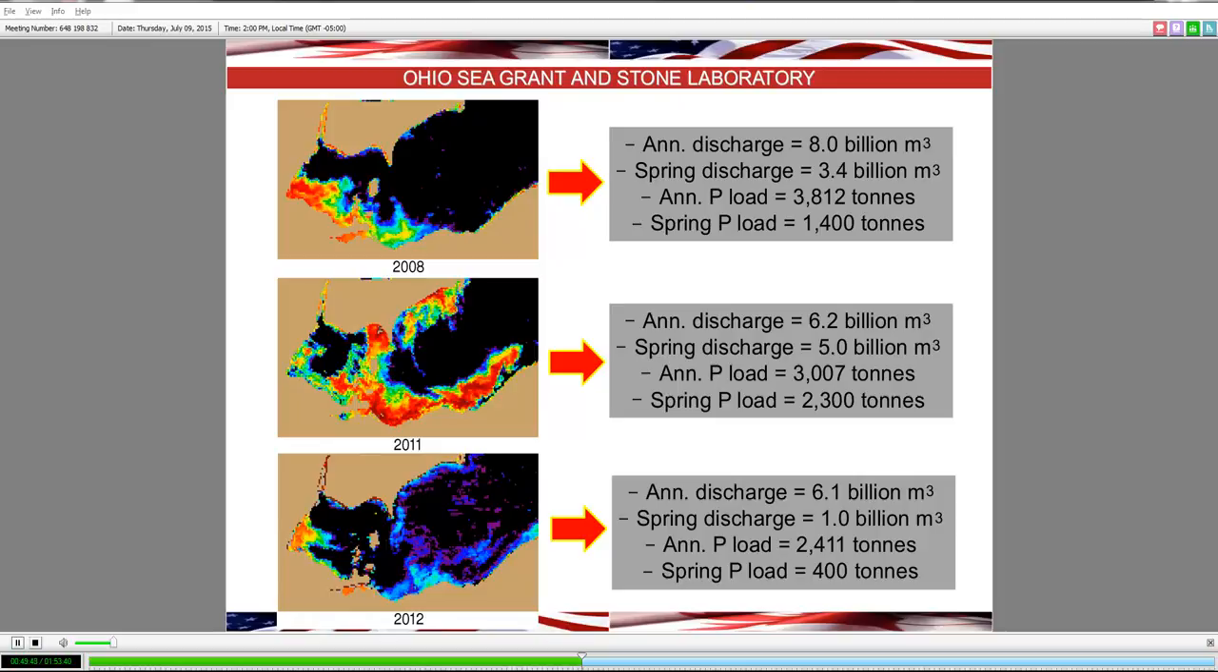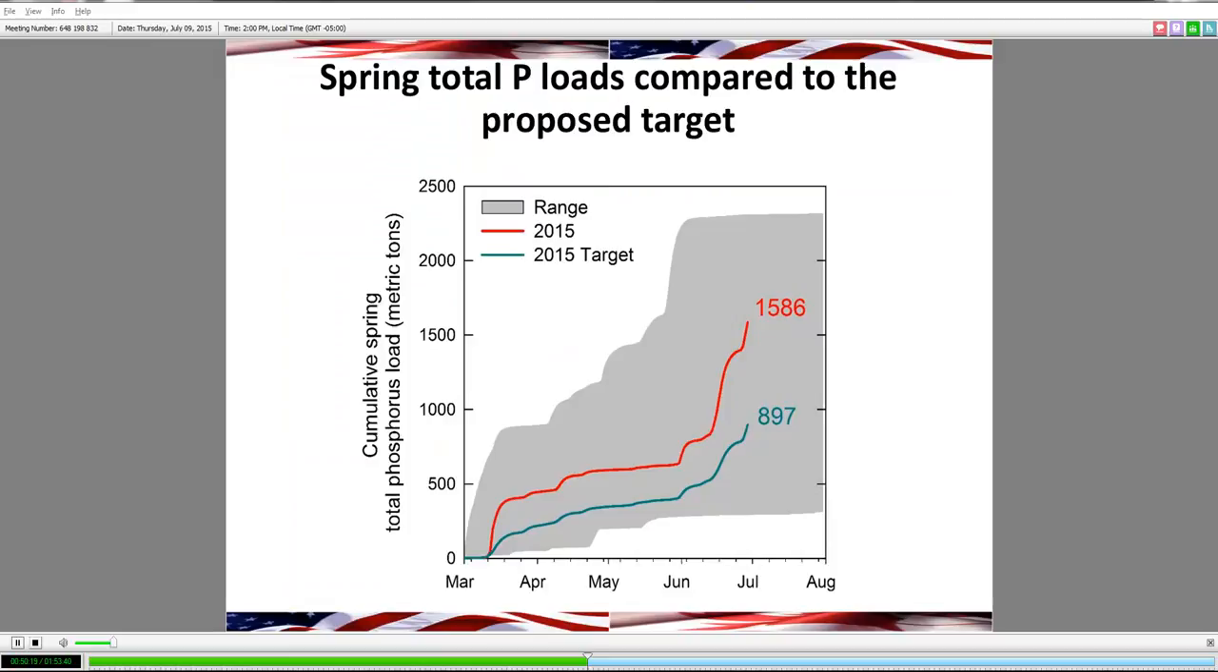What I've got now, these are the loads that Dr. Johnson has observed to date, and so this is just about through the end of June. You can see the load from the Maumee River is 1,586 tons. A 40% reduction takes that down to 897 tons, and the target is actually 860 tons. So you can see that this year we're a little bit over our target, even with the 40% reduction.